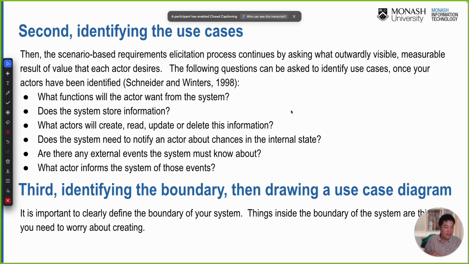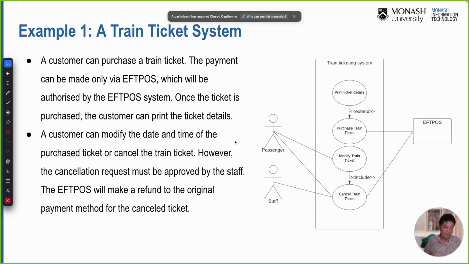Once you identify the actors, then you need to identify the verbs. What is the use case here? What functions will the actor want from the system? Or does the system store any information? Once you identify the verbs, then you can identify the boundary and draw the use case diagram. Okay, let's try to do it one by one together.